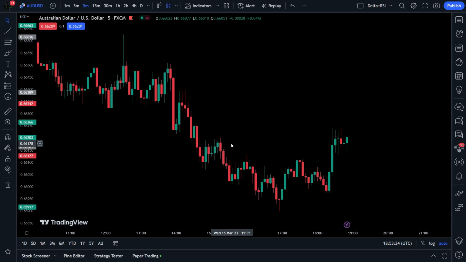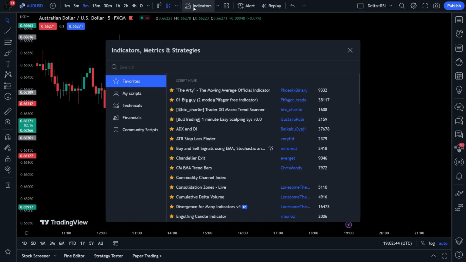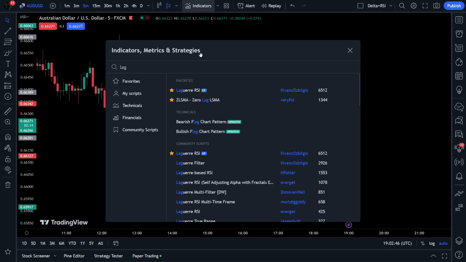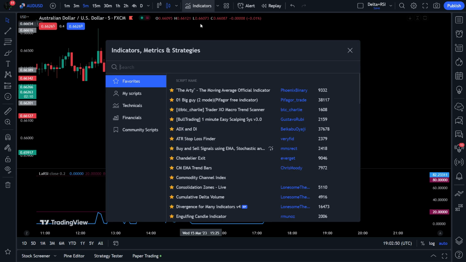This can also be used on any time frame. But I personally like the 5-minute time frame for this strategy, so we will be using that as our example today. Okay, let's start with the setup. First, head over to indicators and type in Laguerre RSI. Now that is done, let's head over to indicators one more time and type in cumulative delta volume.